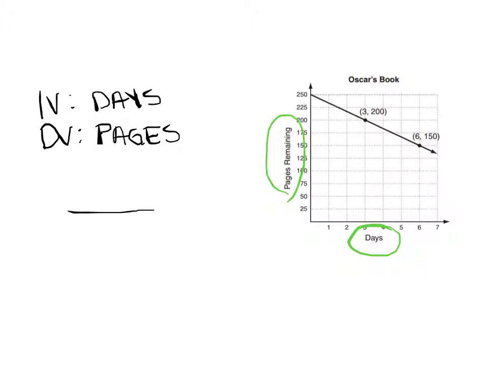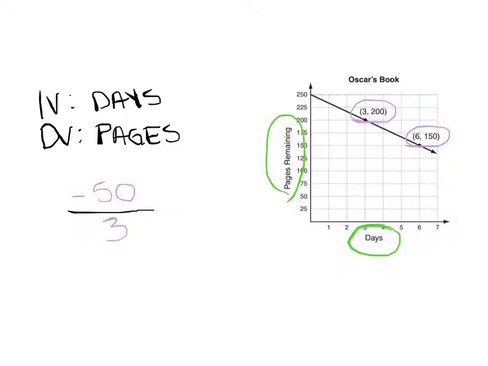So let's look at our data that we have. 3 days, 200 pages. 6 days, 150 pages. So let's start with the change in the pages. I had 200 pages, and then I had 150 pages. So I went down by 50 pages. Now we're going to look at the days. We were at 3 days, and then we were at 6 days. So we went up by 3 days. So the pages remaining is negative 50 over 3.